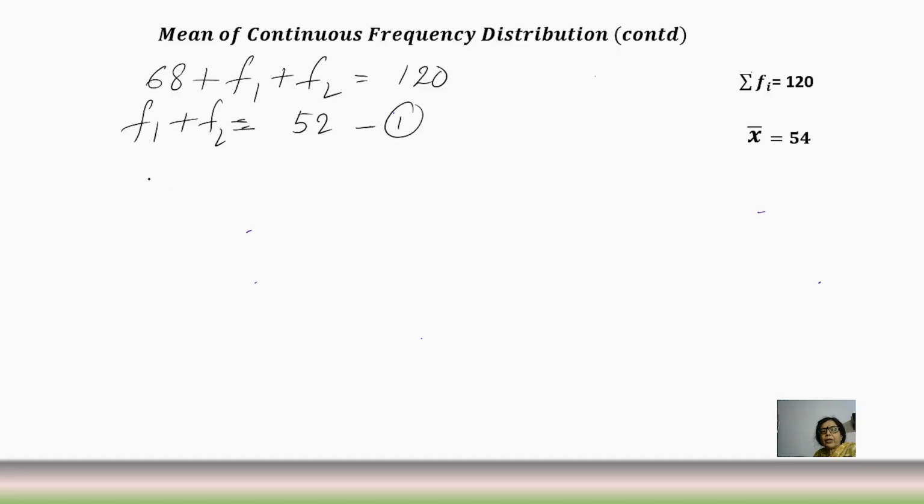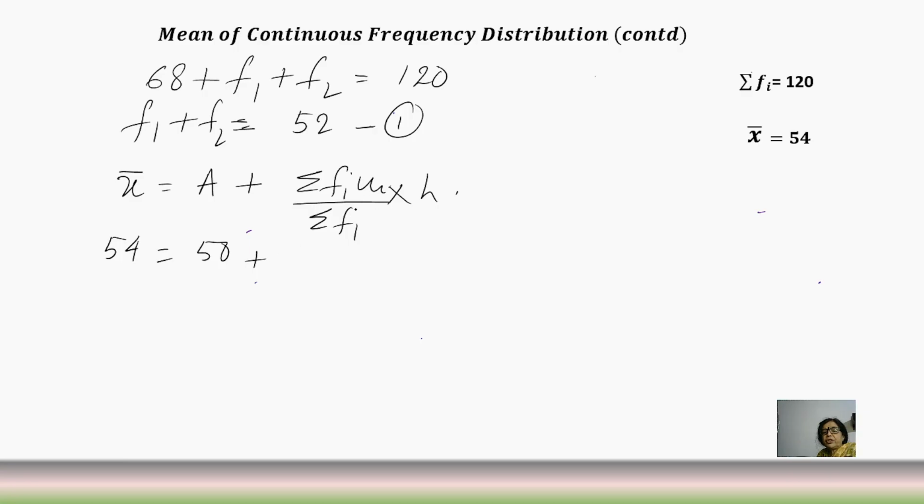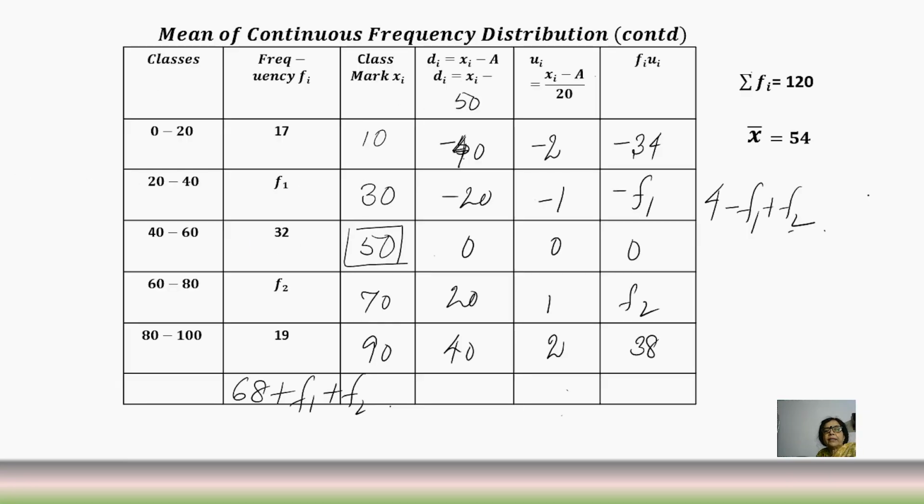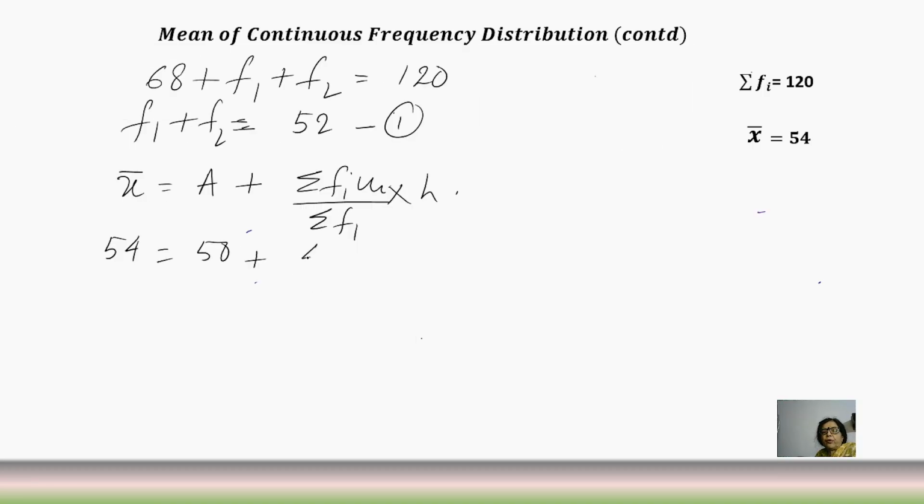In the second case, I take the mean value that is given. First I write down the formula of the step deviation mean calculation, that is x mean is equal to A plus summation fiui by summation fi into h. Now for x mean, we'll put the value 54. The assumed mean was 50, we have taken it as 50. The summation fiui was coming as 4 minus f1 plus f2. So here I'll put 4 minus f1 plus f2.